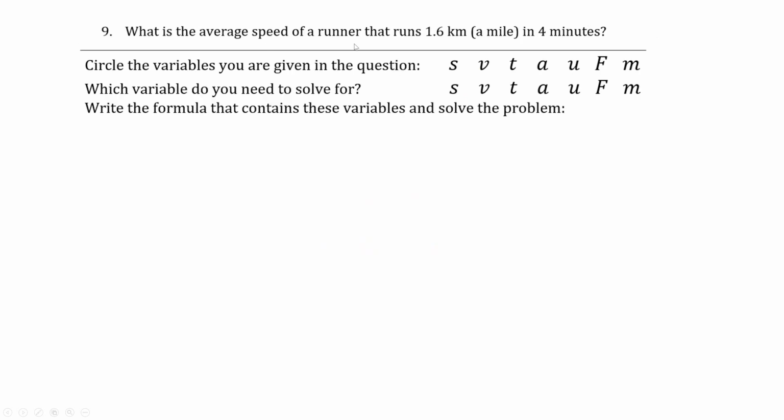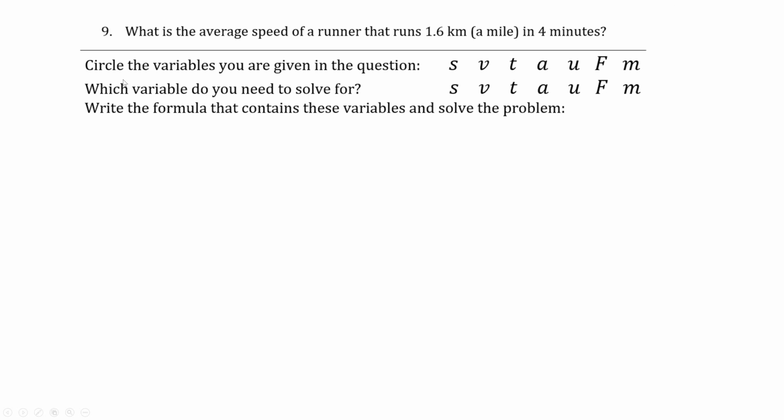The average speed of a runner that runs 1.6 kilometers, a mile, in 4 minutes. So if you've heard of the 4-minute mile, that was some astronomical thing that in the early 20th century they were saying nobody can break. And then once somebody broke it, a guy called Roger Bannister was the first one, heaps of people broke it. It was a mental thing. I think now they're running under 3 minutes 40. I'm not 100% sure on that.